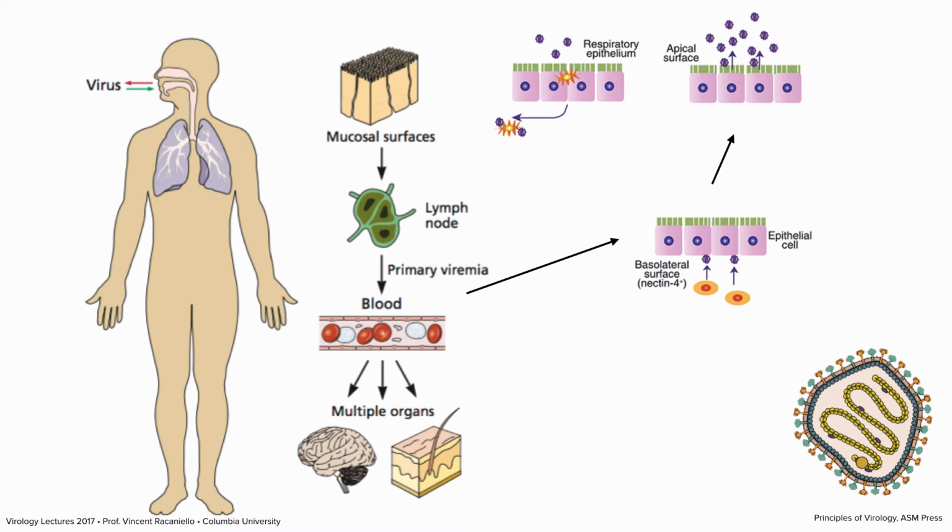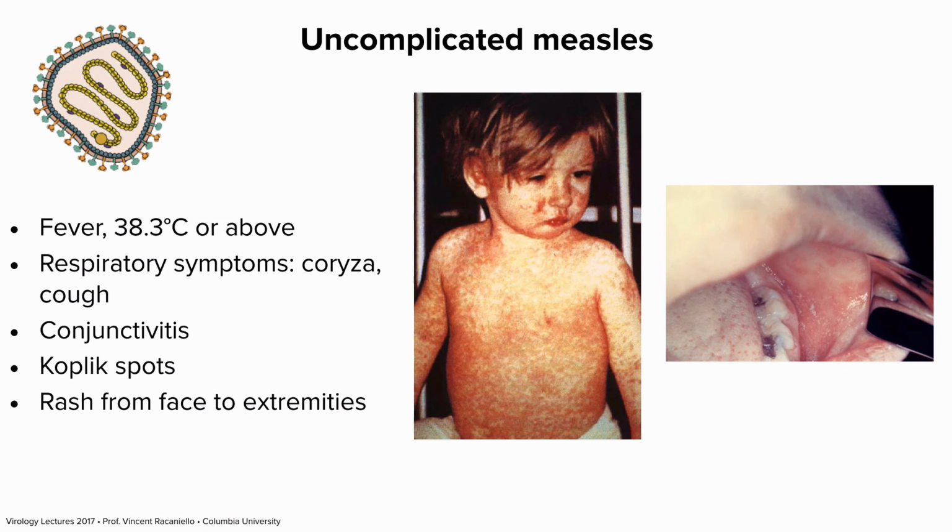And so people figured this out just a few years ago, that the way the virus gets in and out are very different. So here are the signs and symptoms of measles: high fever, respiratory symptoms, stuffy nose, cough, conjunctivitis, inflammation of the conjunctiva of the eye, the rash, of course, from the face to the extremities, which is shown here, and what are called Koplik spots in the mouth, the buccal mucosa, these white spots here.